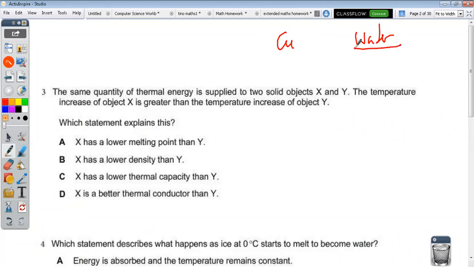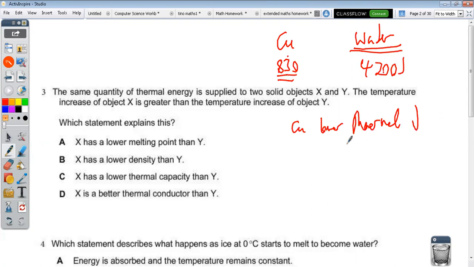What did you say was the thermal heat capacity of water? 4,200 joules per kg per degree Celsius. Clear? And for copper, if I'm correct, I think it's about 830. You don't have to remember it. So copper has a lower thermal capacity than water. Do you know what it means? It means copper is a good conductor of heat.